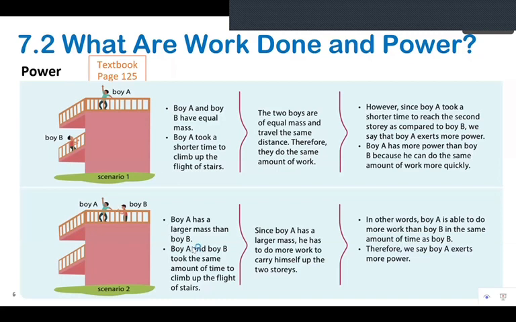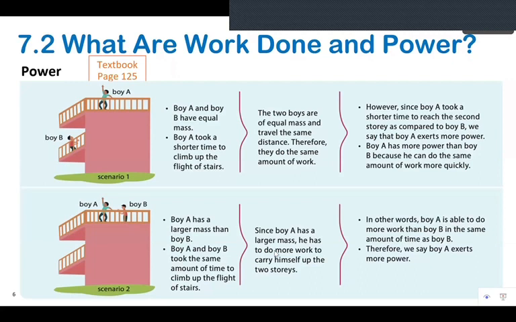So in this case, since the mass of boy A is more, even though they reach the top at the same amount of time, because of the larger mass of boy A, more work has to be done for boy A than boy B. Because of his larger mass, he needs to exert more force in order to push himself up the stairs.